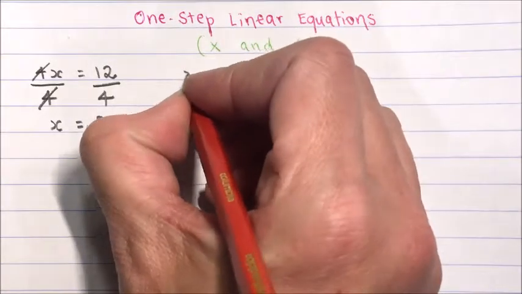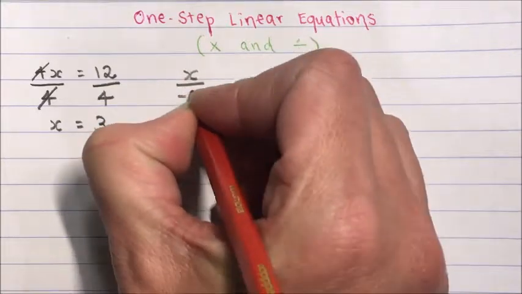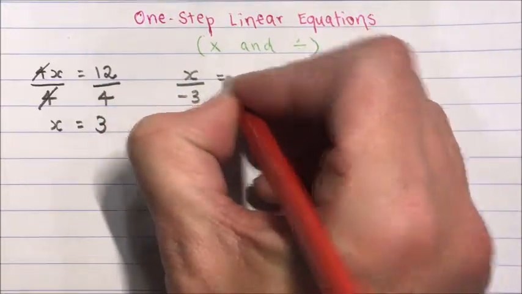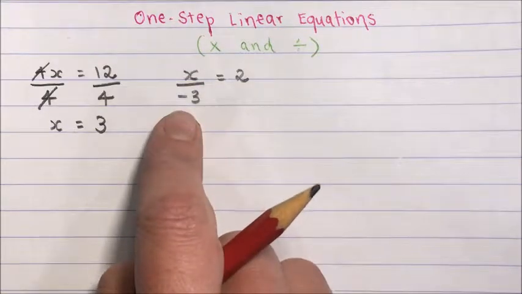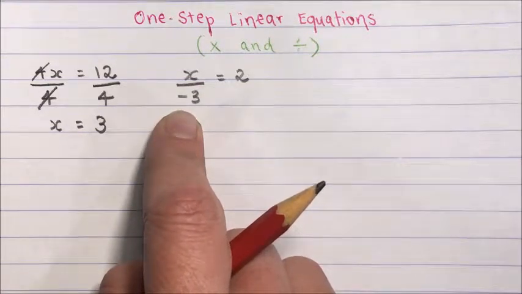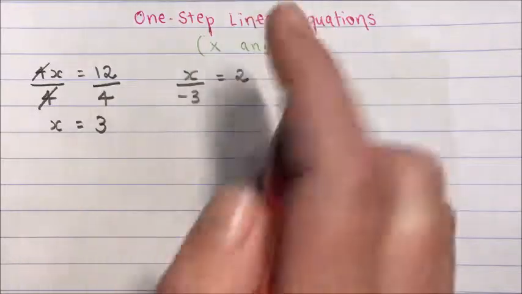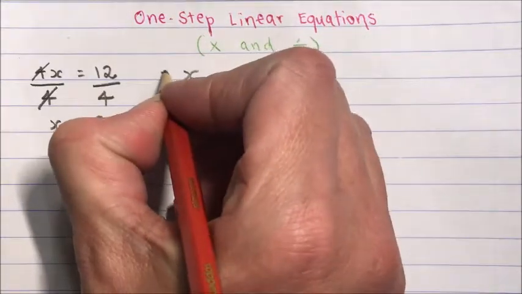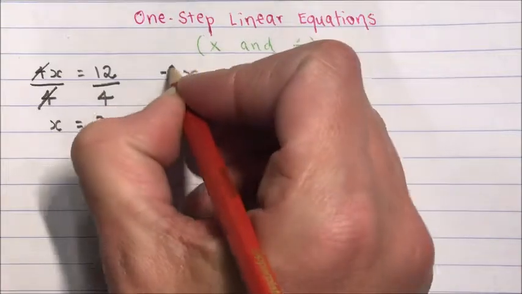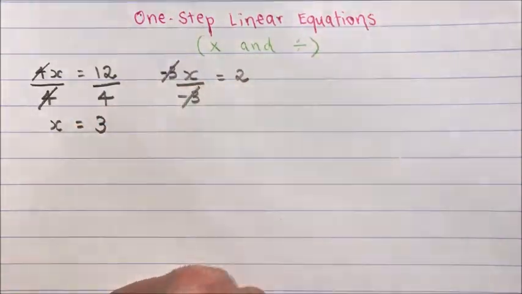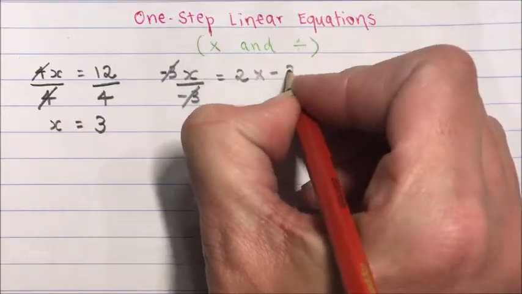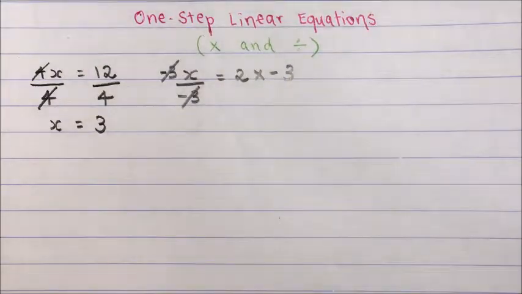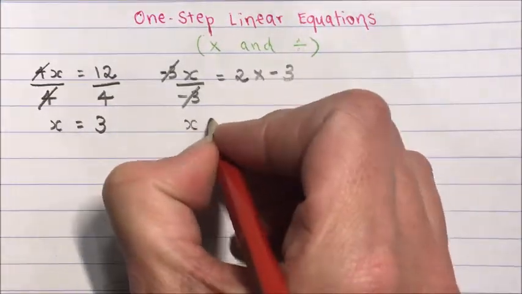So let's say that x divided by -3 equals 2. So this time, rather than divide to get rid of, I need to multiply to get rid of. I'm going to multiply this side by -3, and these two will cancel each other out. But if I multiplied that by -3, I need to multiply this side by -3. And I end up with x equals -6.